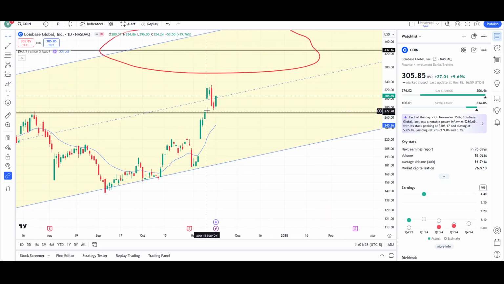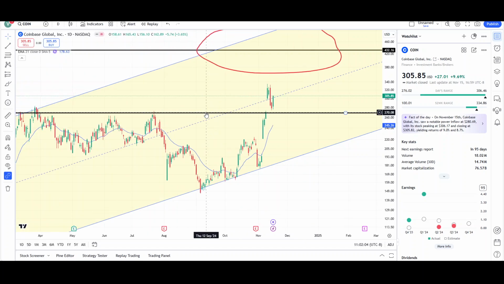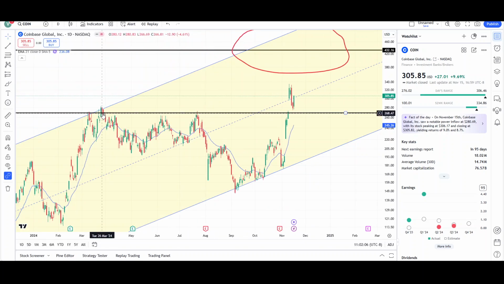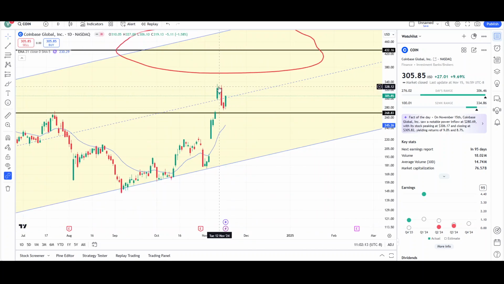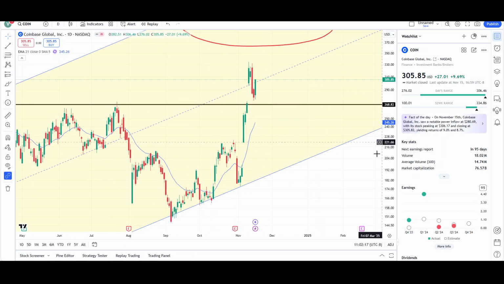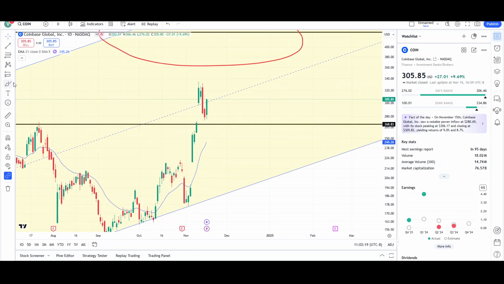So let's take a look at what happened since November 10th, which was right over here. Price did break out of its high point right here, this 52-week high at the high 270s, and price rallied all the way up to the 330s. So very bullish. A lot of times, breakouts will fail. In this case, it's pulling back, which is a good sign.